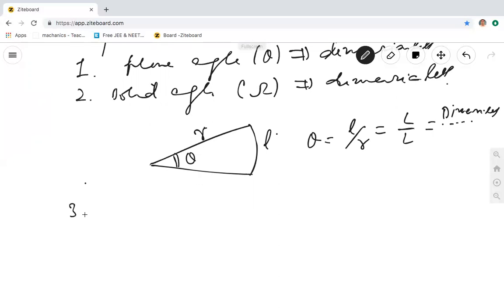Now, solid angle is defined as the area which subtends the solid angle, divided by r square. There it must be area, then r square. So again, dimensionless.